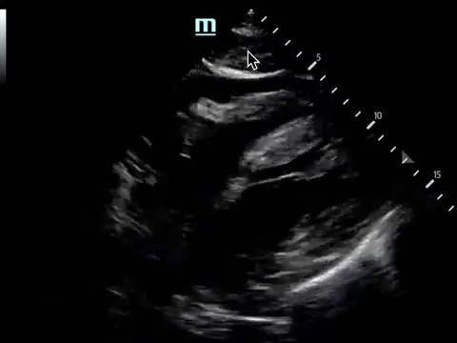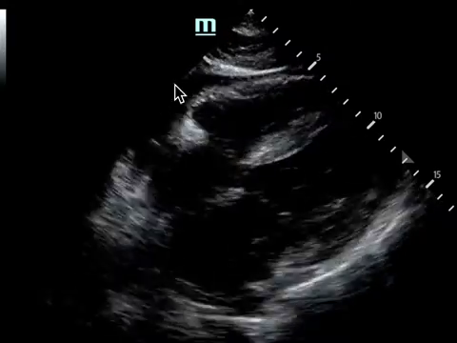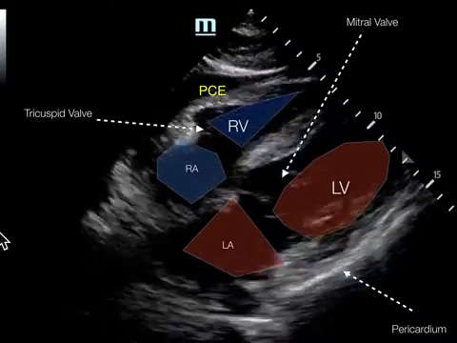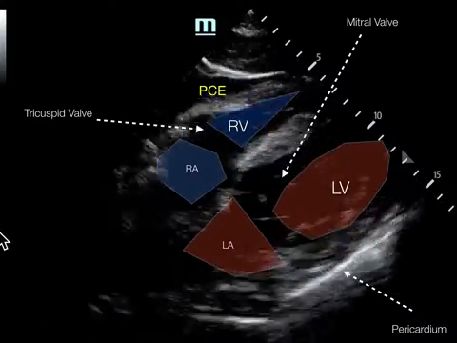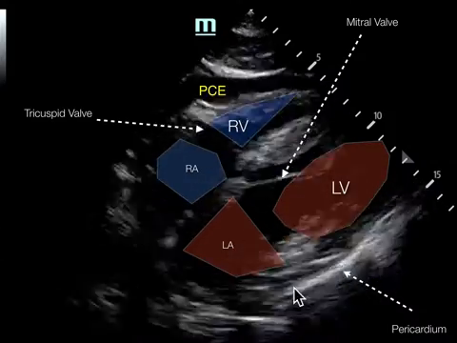Subxiphoid view here, we can see the liver at the top of the screen, right ventricle, left ventricle, right atrium, left atrium. There's a pericardial effusion seen on this heart as well, and there's the chambers. And you can see the valves as well, tricuspid and the mitral valve, and even that hyperechoic structure there, the pericardium.